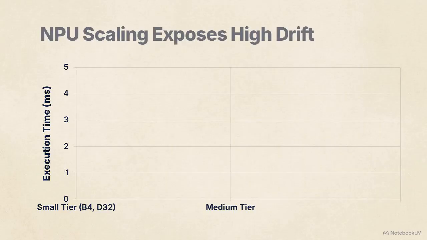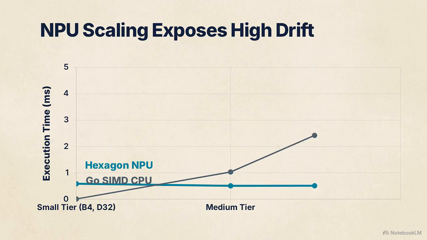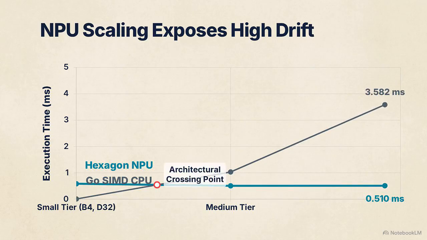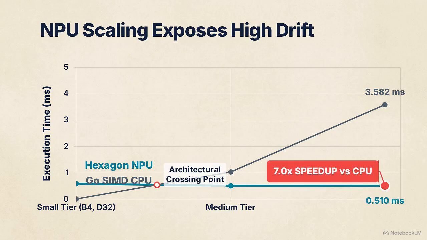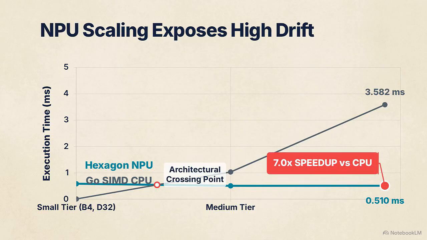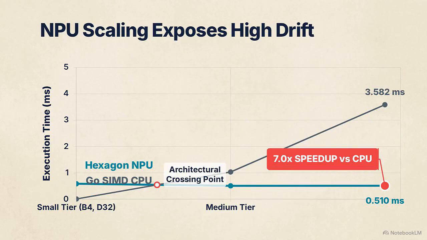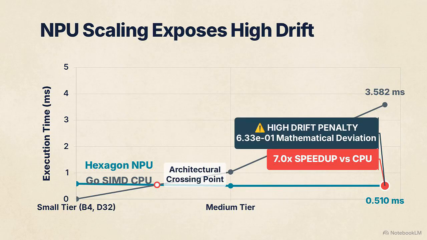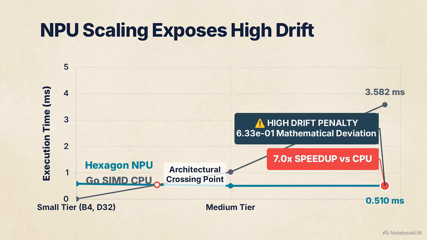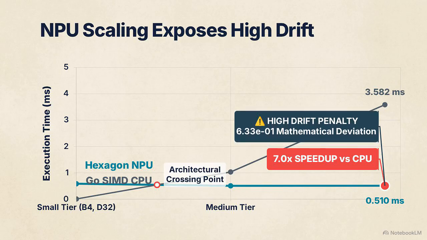This graph plots matrix dimensionality against processing speed to find the architectural crossing point. As the matrices scale up toward large-tier operations, the limitations of CPU registers taper off, and the NPU's vast parallel architecture takes over. At a batch size of 8 and a dimension of 1024, the hardware accelerator achieves a decisive 7.0 times speedup over the Go CPU. However, this raw speed incurs an immediate mathematical penalty. That large matrix multiplication produces a 6.33 E-1 deviation, firmly categorized as high drift.